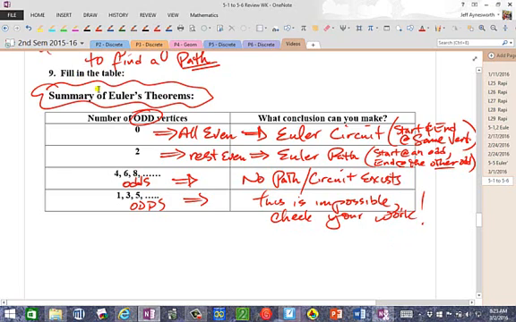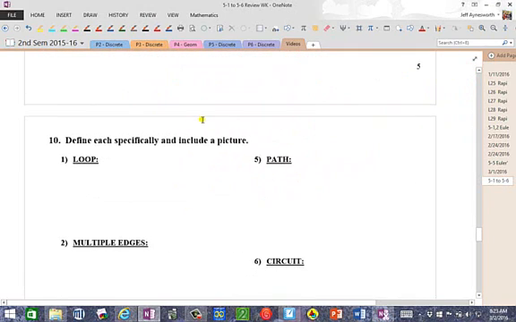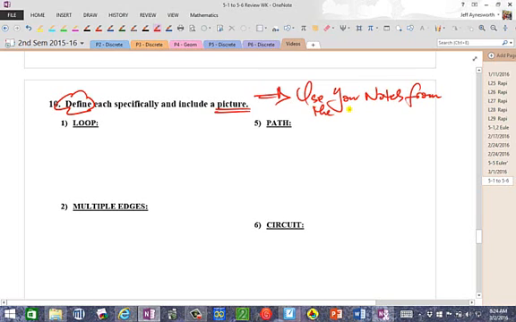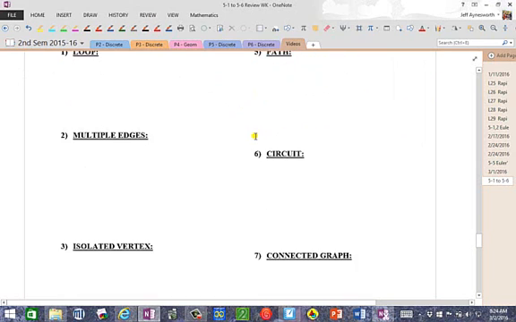Now on this right here, I want you guys to define the terms and include a picture. This one right here, I want you to use your notes from the chapter. I'm not going to explain this. You guys can do that yourself. And you should be able to define any of the main terms that we talked about. So go ahead and do that on your own.